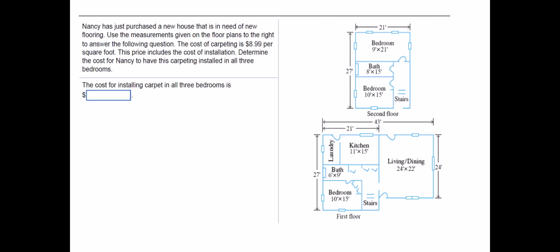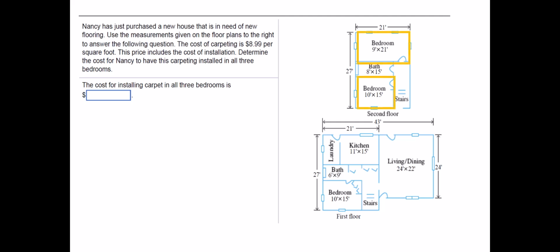Nancy has just purchased a new house that is in need of new flooring. Use the measurements given on the floor plans to the right to answer the following question. The cost of carpeting is $8.99 per square foot. This price includes the cost of installation. Determine the cost for Nancy to have this carpeting installed in all 3 bedrooms.